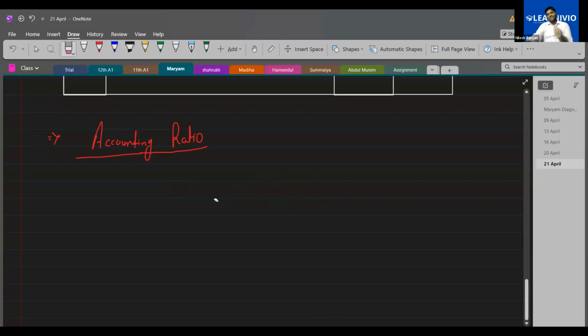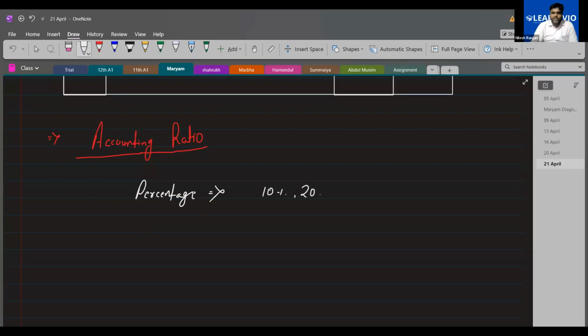Accounting ratio means it is a technique to establish a relationship between two data. I'm describing simple ratio, not accounting ratio. So any two data, if we want to establish a relationship between two persons also, then we have to use the ratio. Like we have done this before also in percentage, like 10%, 20%, 30%. Then there is ratio, where we present data like 3:1, 5:3. Then there are multiples, like 3 times, 5 times.